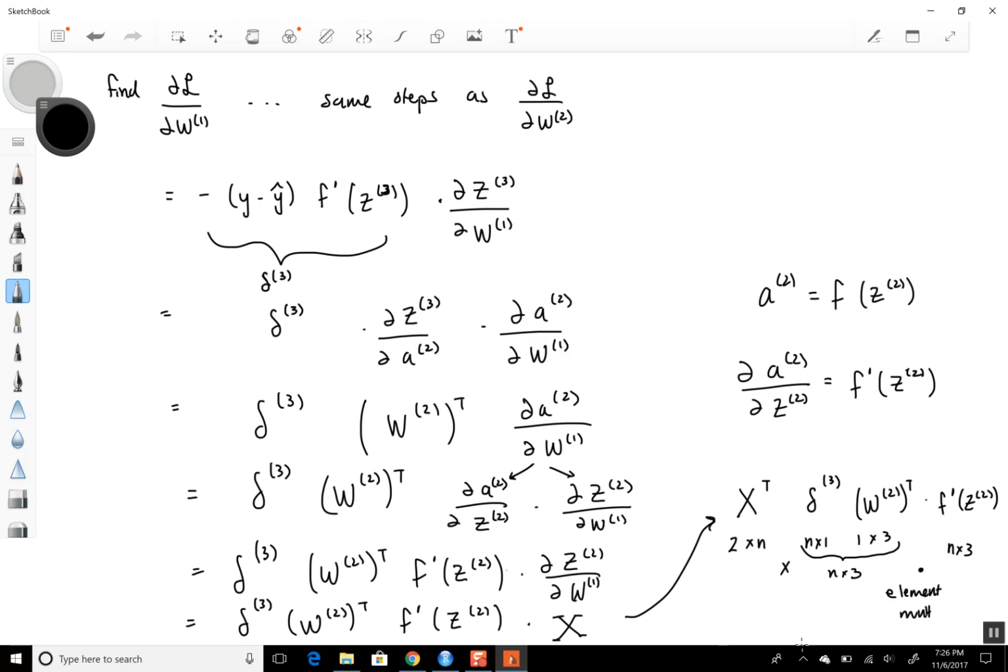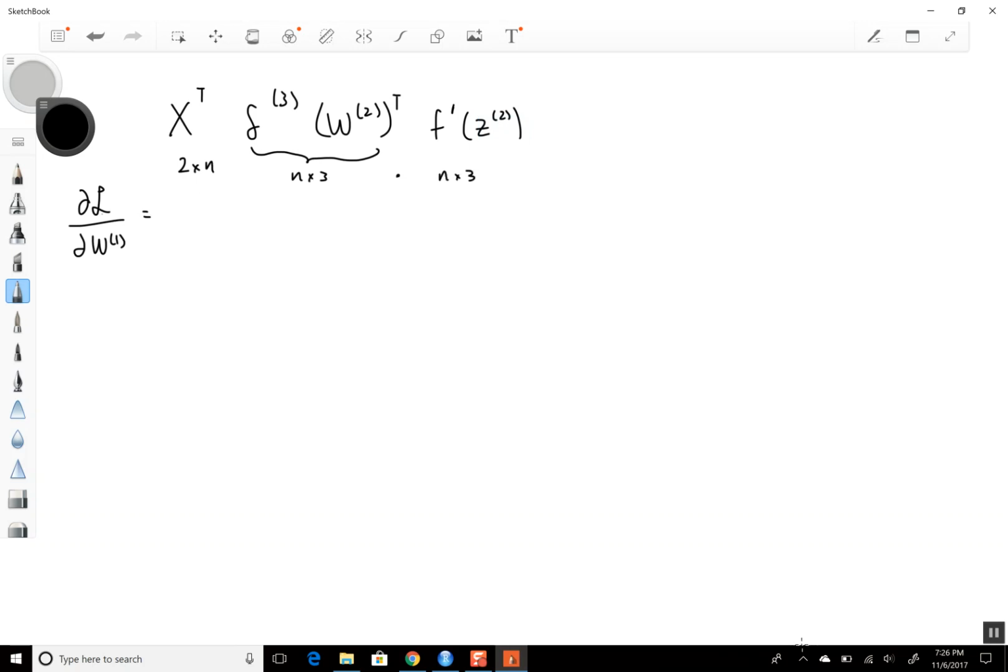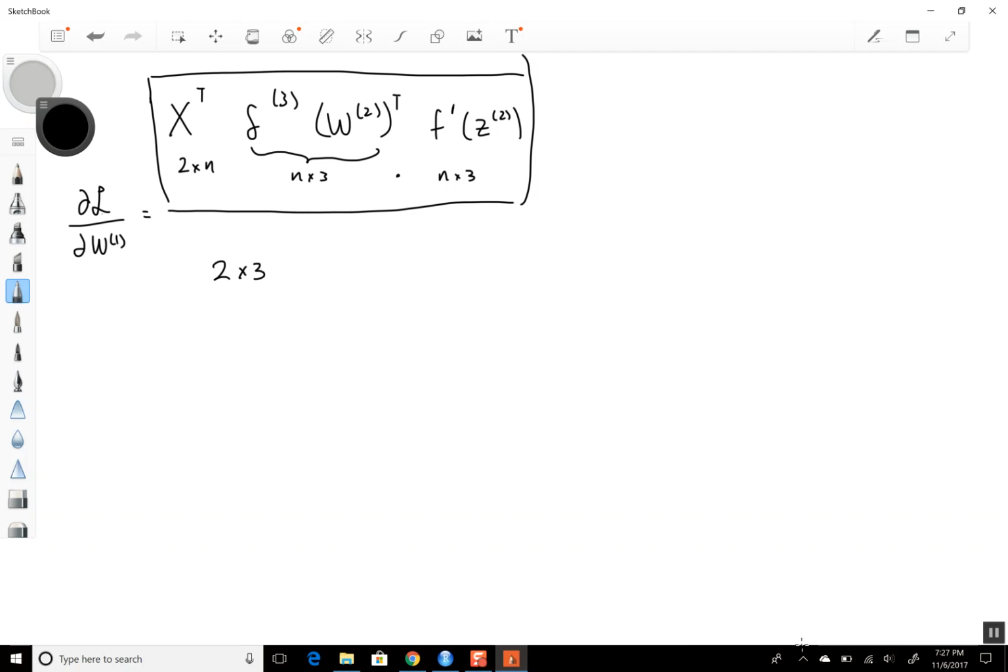All right, so let's put all this together. So we have X transpose, delta 3, W2 transpose, F prime of Z2. So we have the partial with respect to W1 being 2 by n. This combines to be n by 3 multiplied element-wise by n by 3. And so all of this becomes a 2 by 3 matrix. Okay, which is what we want.